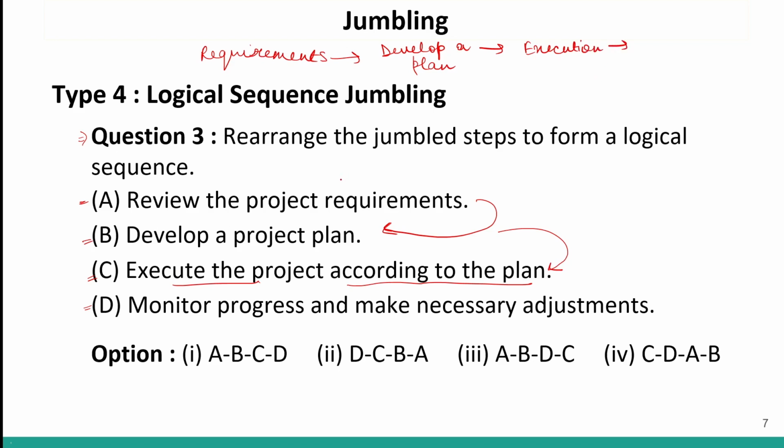Once we have started executing a plan, we will see that there are certain changes that need to be made. There are certain adjustments, and we will monitor our progress. So once we start executing a plan, we will monitor its progress and make necessary adjustments. So monitoring and adjustment.